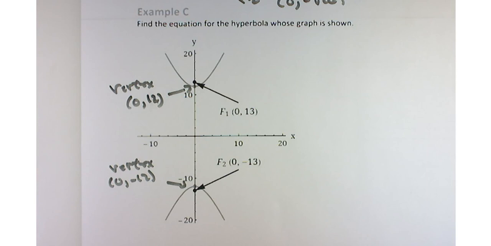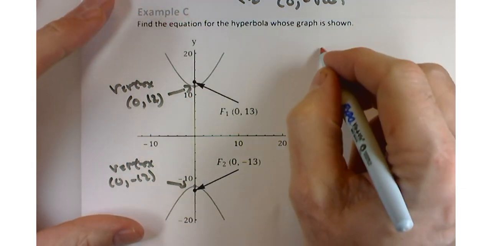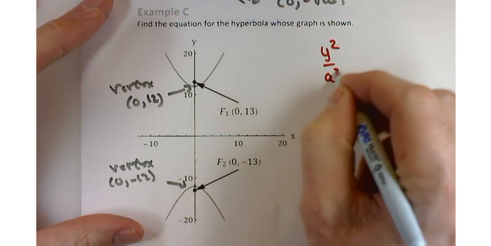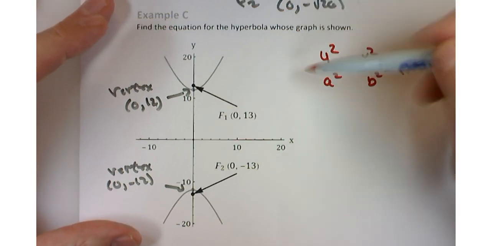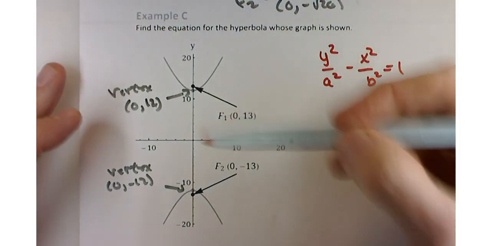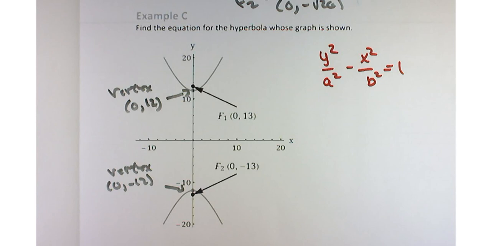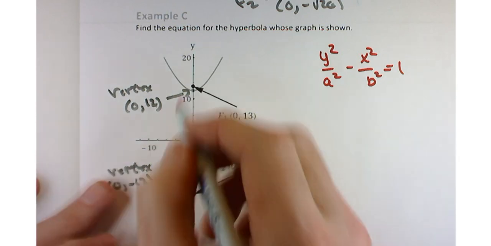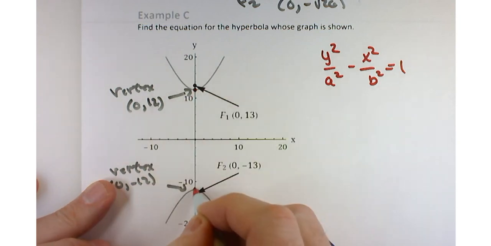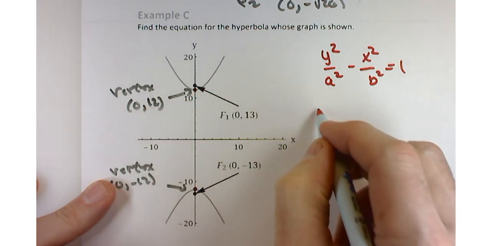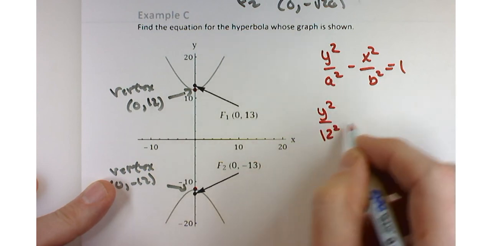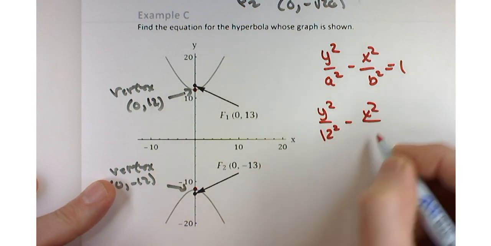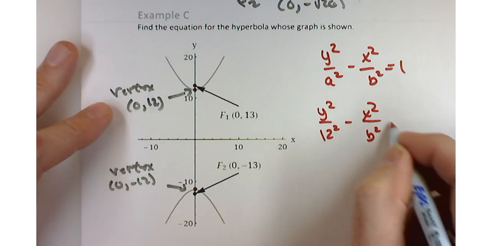All right, time for the big reveal. Did you get it right? y squared over a squared minus x squared over b squared equals 1. You have to have a positive y squared term because it opens up and down. And I know a little bit more about my graph because it has a vertex at (0, 12). I know that a underneath here has to be 12, so that's y squared over 12 squared minus x squared over b squared equals 1.